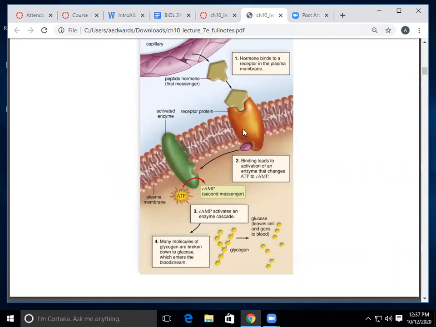So in a sense, this binding kicks this piece off over here to break down ATP. That sets off an enzyme cascade, a set of enzyme reactions. In this case, you're breaking down glycogen into glucose. And that glucose can then enter the bloodstream. So in this case, this hormone is telling the cells to increase blood sugar.